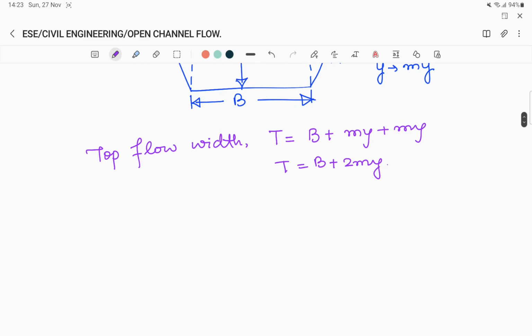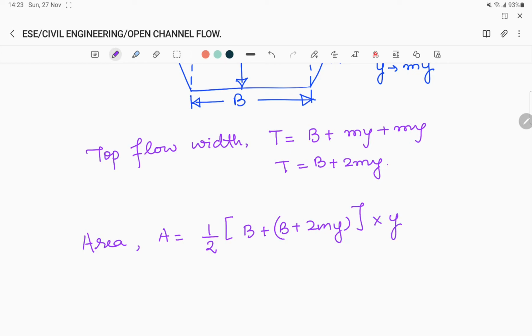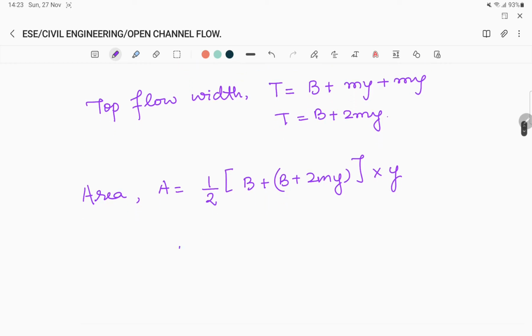If we are supposed to find the area of this cross-sectional flow, the area in the case of a trapezoidal section is given by half into the sum of the parallel sides, that is B plus another B plus 2my, the top width, multiplied by the distance between them, which is y. If you simplify this, you will get area is equal to B plus my into y.